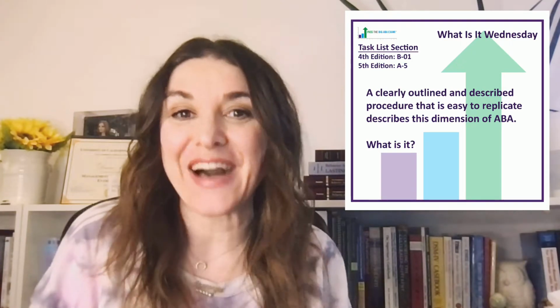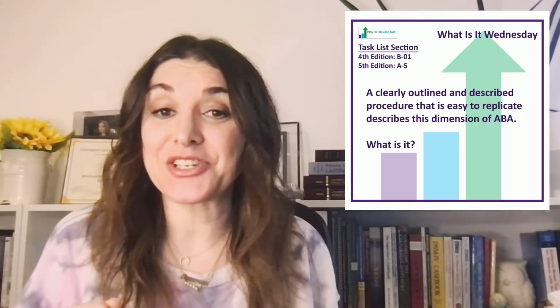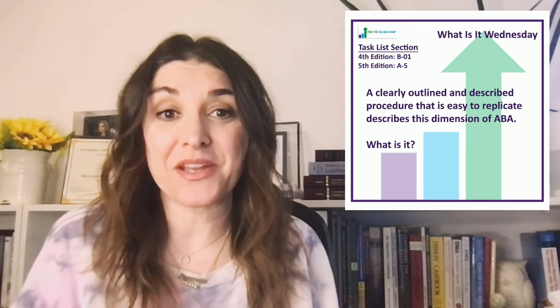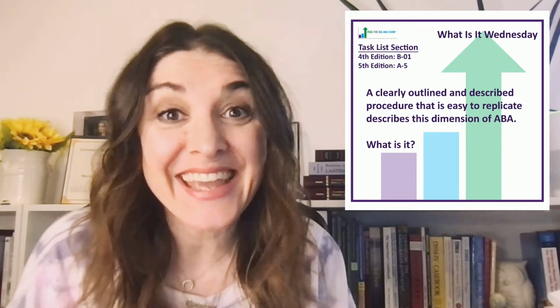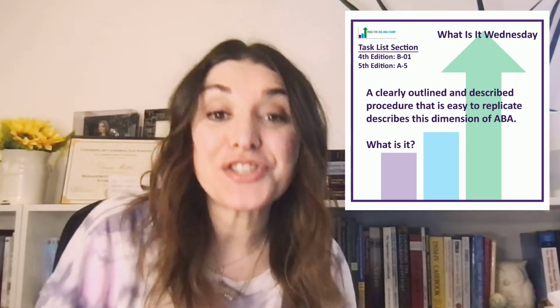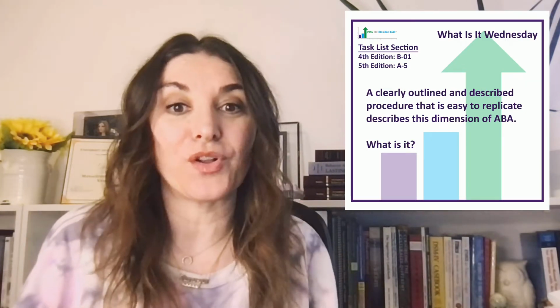edition A5. And the question is, a clearly outlined and described procedure that is easy to replicate describes this dimension of ABA. And the answer is technological. What technological refers to is direct and precisely replicable procedures.